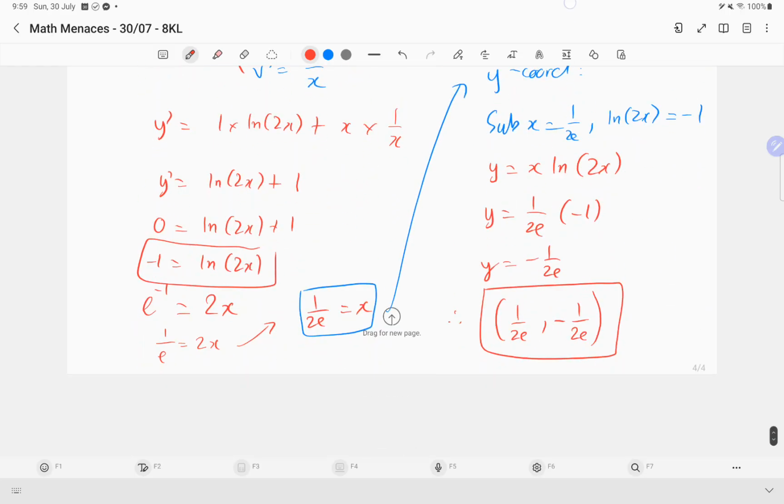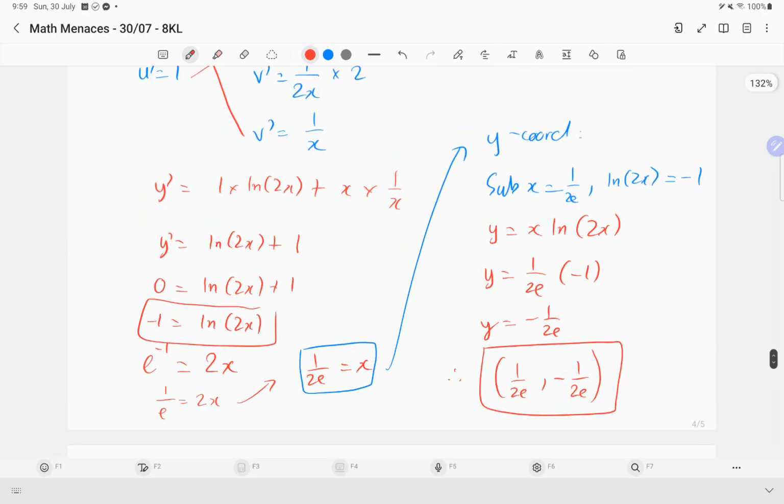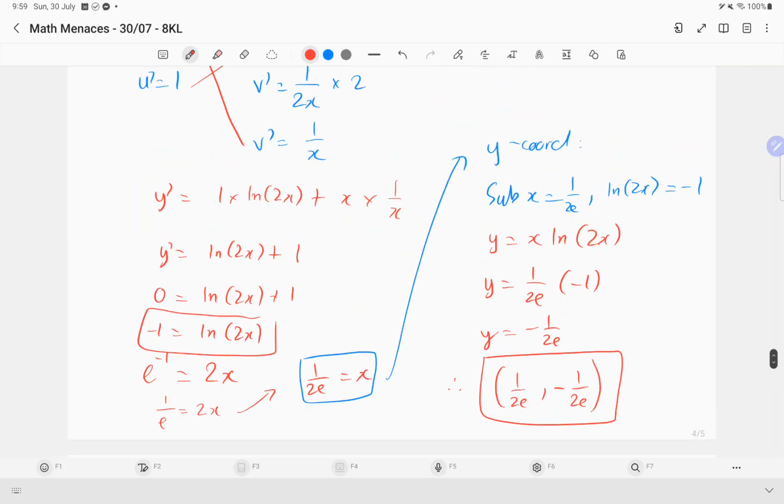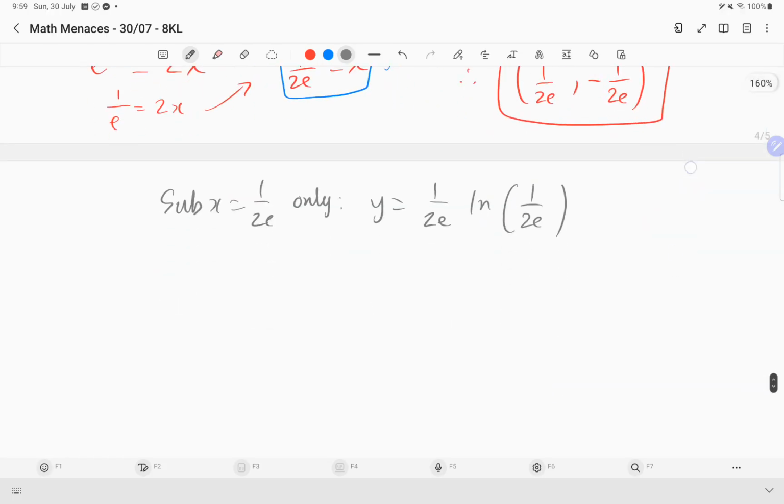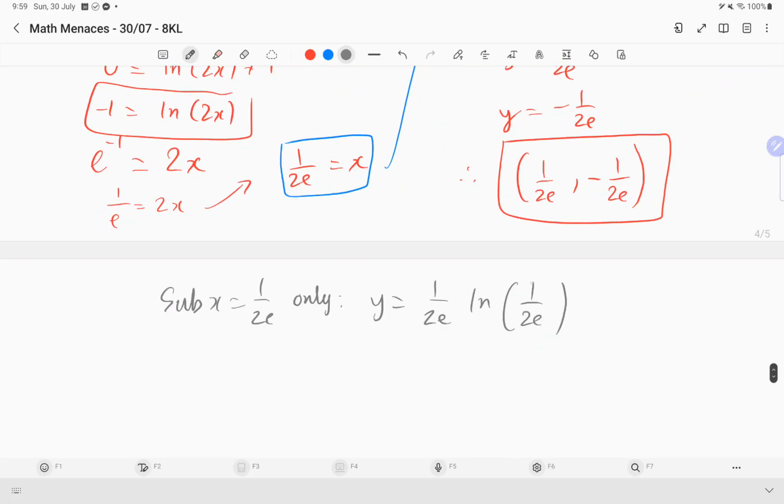But I'll show you what happens when you substitute only x equals 1 over 2e. Note, sub x equals 1 over 2e only. Then you would have y equals 1 over 2e, which is the same, and then ln of 1 over 2e. Now, how do we work with something like this? Sorry, it will be 2 times that, so that'll be 2 over 2e. So first the left hand side is the same, and then 2 over 2e simplifies into 1 over e.